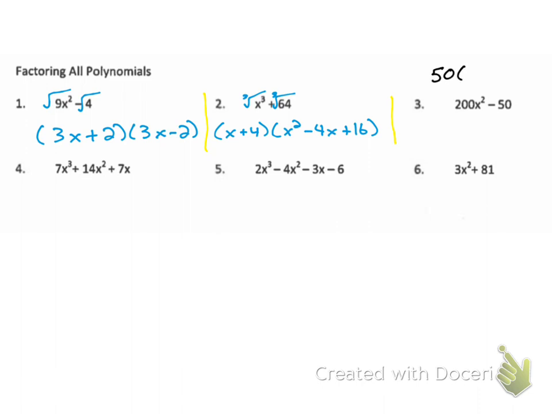And that leaves me with, how many times does 50 go into 200? 4x squared minus 1. So then from there, I can take the square root of both. I have difference of squares. So this will be 50 times 2x plus 1, 2x minus 1, okay?